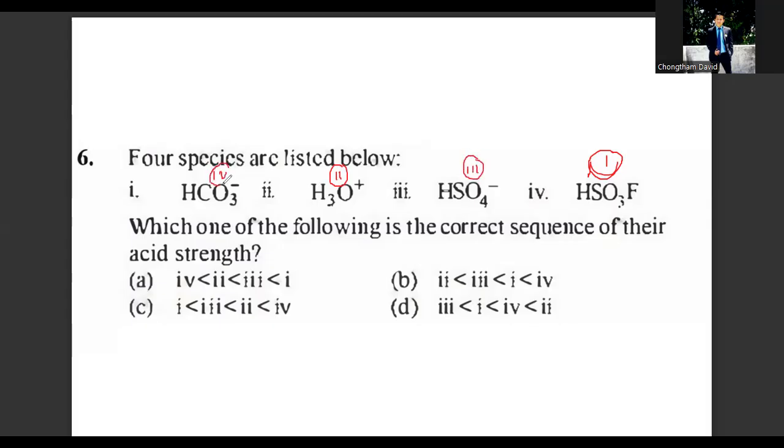You know, bicarbonate is a very weak acid. It is present in our living body system as carbonic acid. The option would be 1, 3, 2, 4. 4 would be the strongest acid. So looking at this trend, you can consider option C as the answer for question number 6. Let us read question number 7.